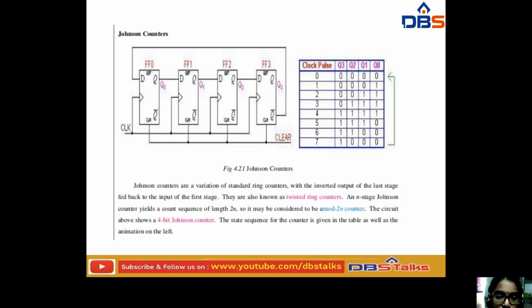The circuit shows a 4-bit Johnson counter, using 4 flip-flops. The state sequence is 0000, 0001, 0011, 0111, and so on.